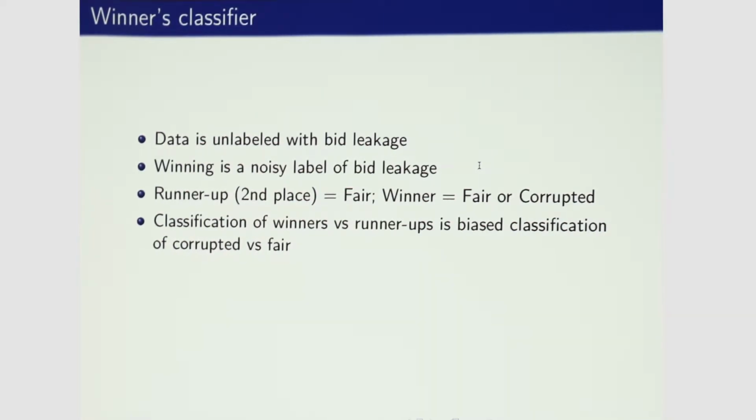So runner-ups, second places, we don't study yet. Others are fair, and winners are a mixture of fair and corrupted participants. So this is kind of a noisy label. And then if we classify winners versus runner-ups, we also obtain a biased classifier of corrupted versus fair. And we will need to unbias that.